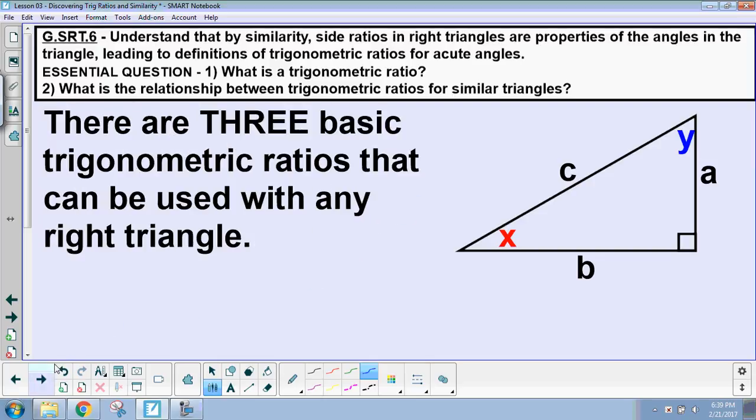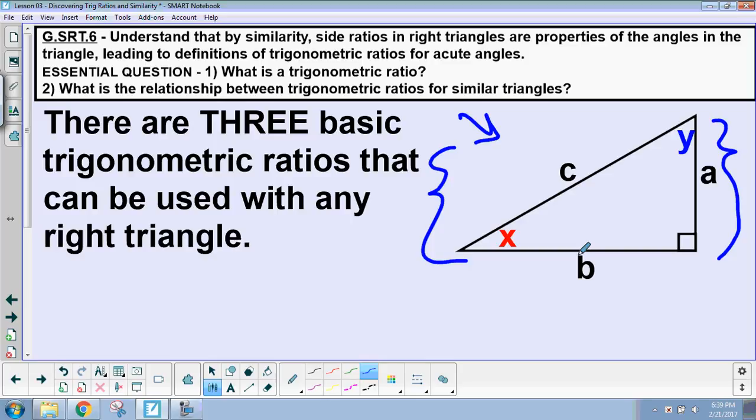There are 3 basic trigonometric ratios that can be used with any right triangle. Guys, go ahead and copy this. You can go to the next blank page in your composition book. I suggest you copy this triangle. You will use it for the next 3 slides, okay?